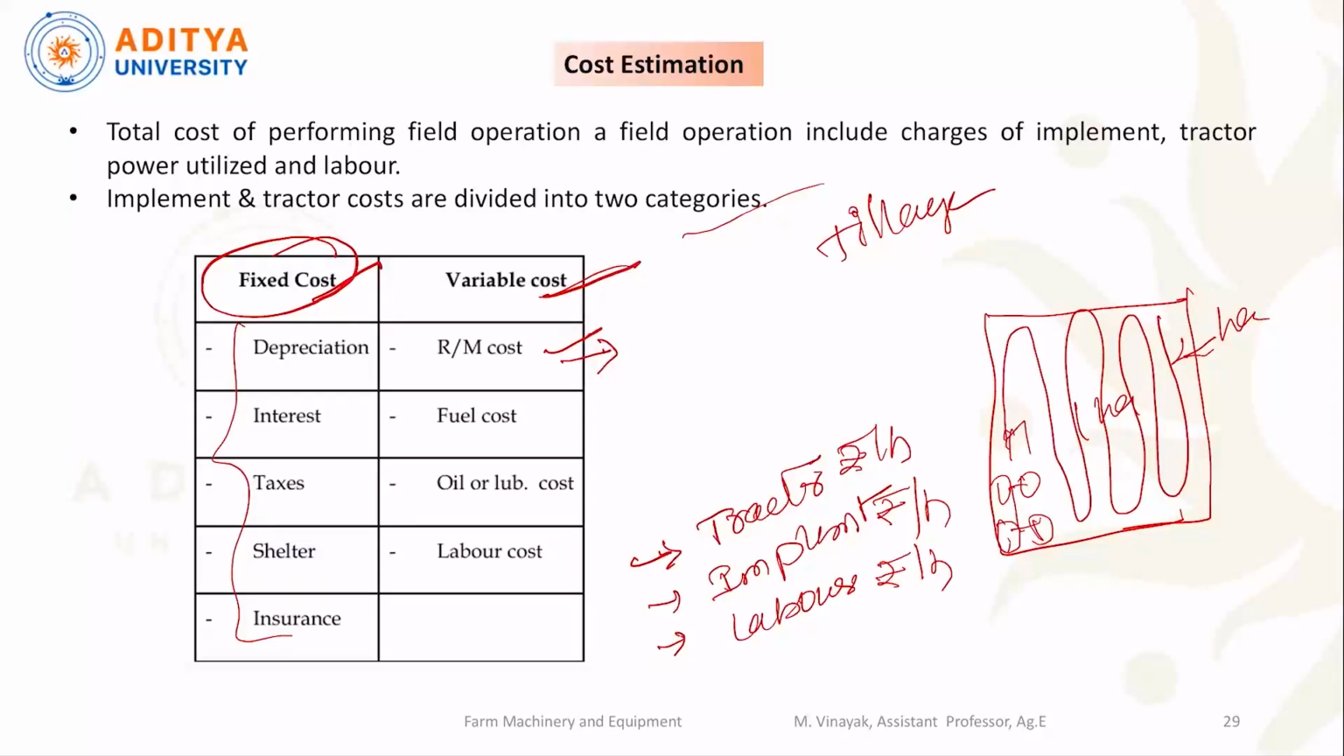So it will vary. In this month the repairing cost was 500. Next month it will increase or decrease, it will be 600 or 400, depending on the service. Next one is the fuel cost. Today the diesel rate is 100 rupees per liter. Next month it will decrease or increase. That's why these come under variable cost. Likewise, oil and lubrication cost and labor cost. Labor cost is also not fixed, it will vary.